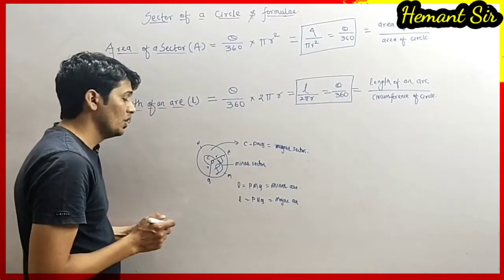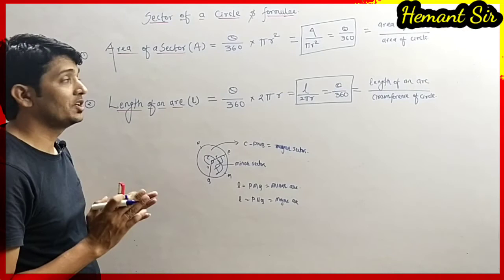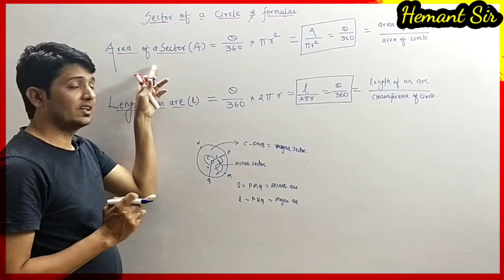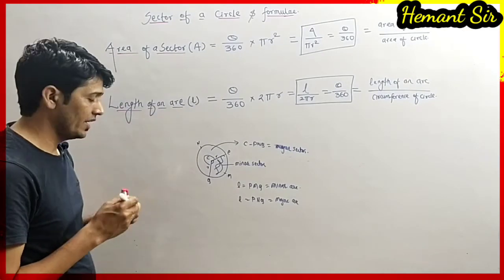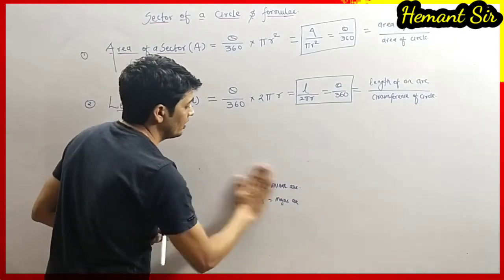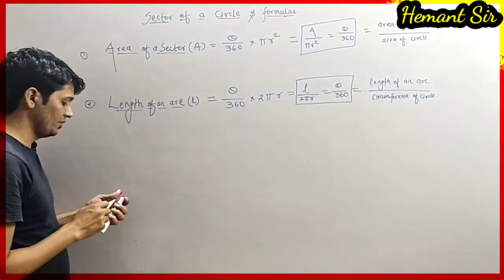Okay. So now we have to check the relationship between the area of a sector and length of an arc. Okay. So for that we do not need this one. So we are going to erase it now.